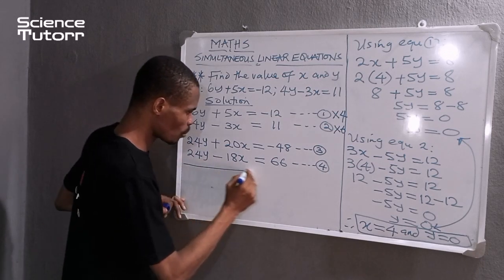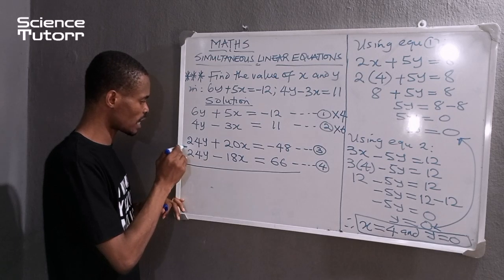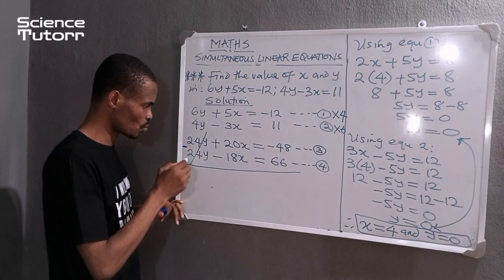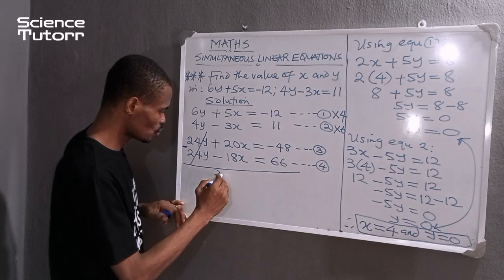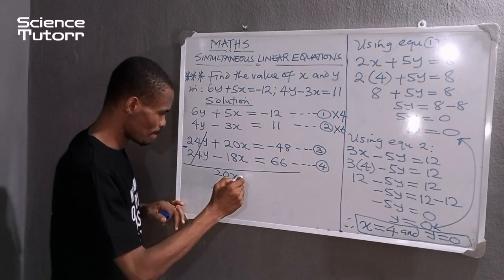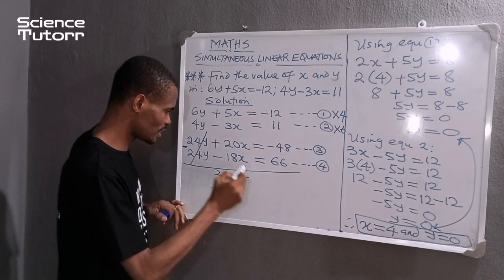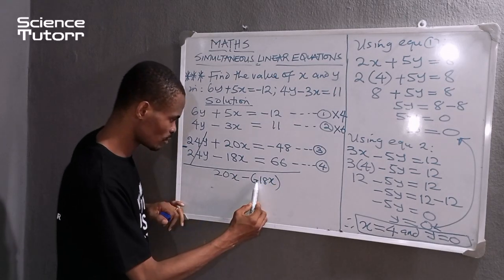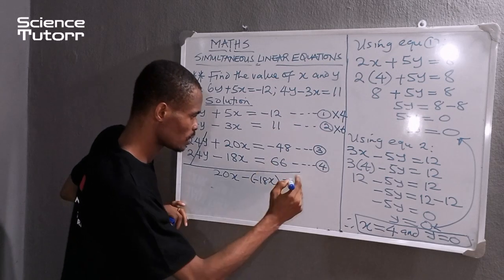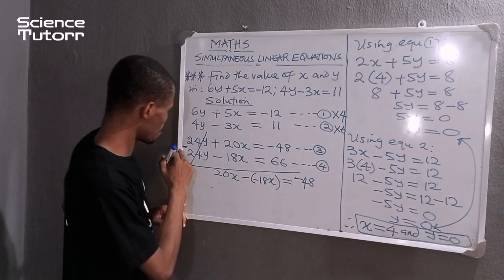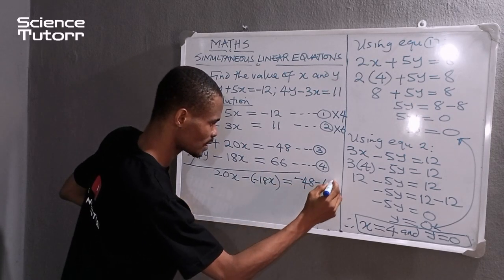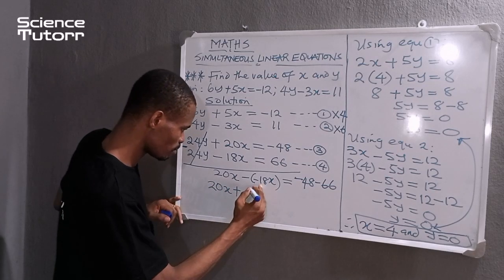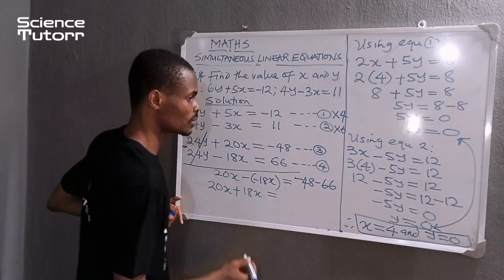At this point, I'm going to subtract. So if I introduce a minus sign here, it simply means 24y minus 24y. Automatically, it is cancelled. So what is left? I have 20x minus minus 18x, is equal to minus 48 minus 66. I'm going to get 20x, minus times minus is a plus 18x.